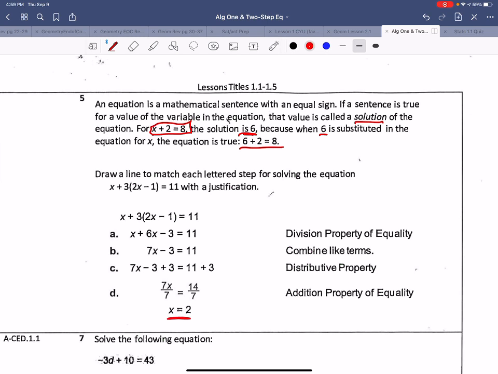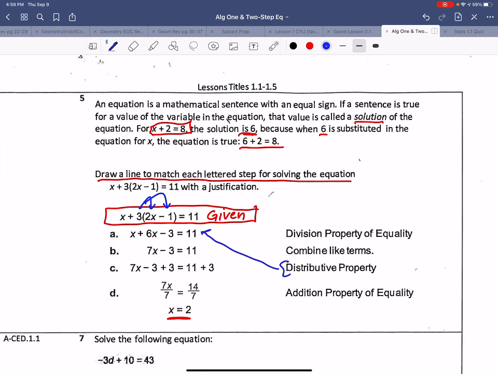So thinking in this way, they've shown us our steps, and we want to make sure that we draw a line to match the letter for each step. So this is where it's given, right? This is the problem given. And then it looks like, similar to our example in class, they distributed. So this needs to go there, right? I can write it and I can do my arrow.